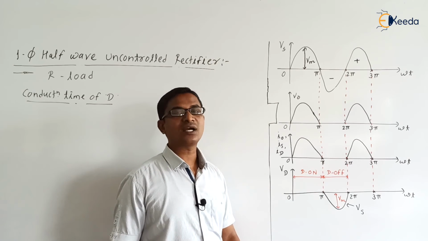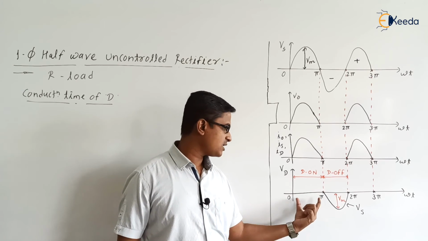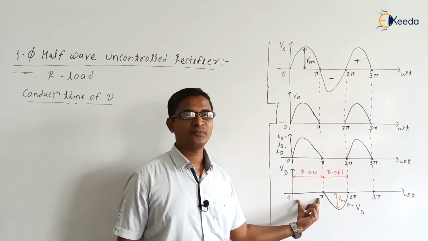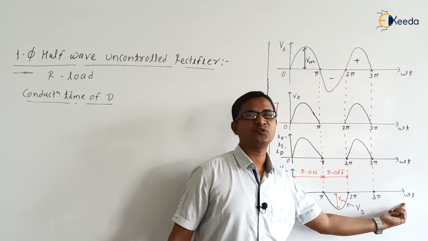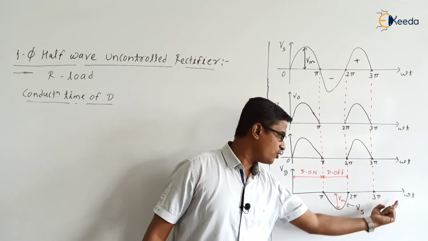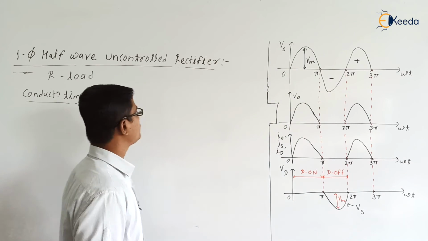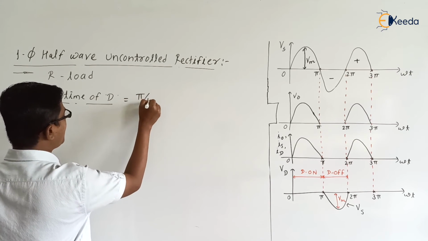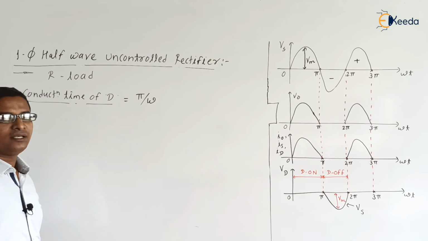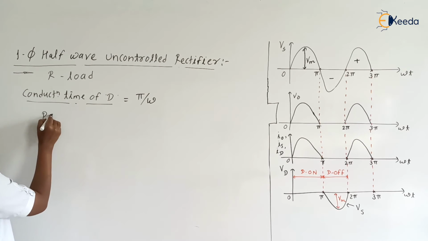Okay. So what is the conduction angle of diode? It is pi only. Conduction angle is pi. So what is the conduction time? If you check, pi is omega t. So from this, time is pi by omega. Can we write? Okay. So conduction time of diode D is equal to pi by omega. Right?